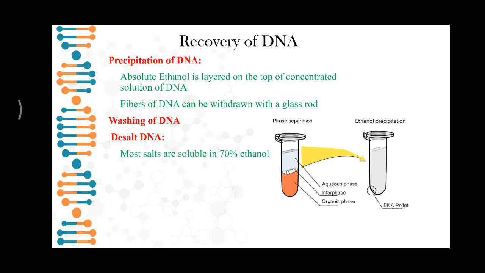Then recovery of the DNA, which is about precipitation of DNA. Absolute alcohol, that is absolute ethanol, is layered on the top of a concentrated solution of DNA, where it brings out the fibers of DNA, which can be withdrawn with a glass rod in the form of a thread-like structure. We can desalt the DNA with 70% ethanol.